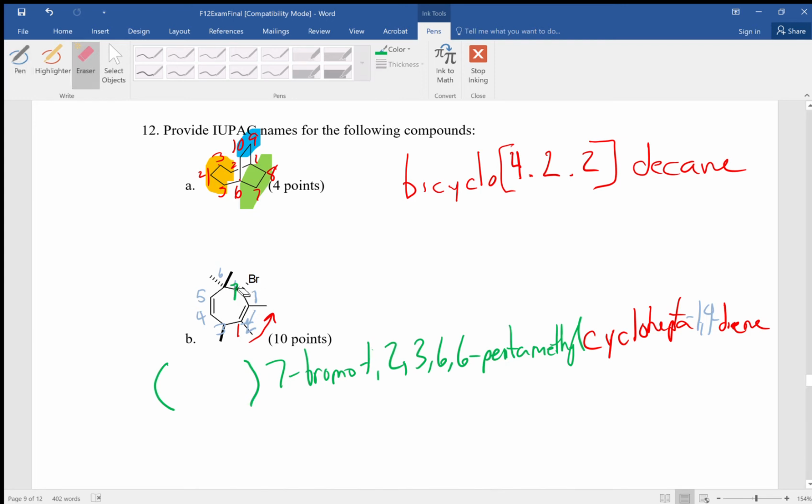And I'm going to erase these other markings just so that we can see better what we're looking at. We have a stereocenter at carbon 3 where the methyl group is, and we have a stereocenter at carbon 7 where the bromine is. So for the bromine, carbon 7, the bromine is going to be highest priority, higher atomic number than either of the other two carbons.